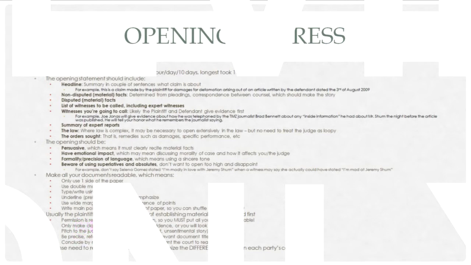Only make claims to which you can call evidence, because if you call evidence that you can't prove, you'll look foolish. Pitch to the judge, so have a coherent, unsentimental story, not to the jury. Also be precise, referring to the names of the witnesses, relevant documents and titles, and conclude by restating the verdict or order which you want the court to reach. The defense needs not to repeat the plaintiff, but to emphasize the differences between each party's case.